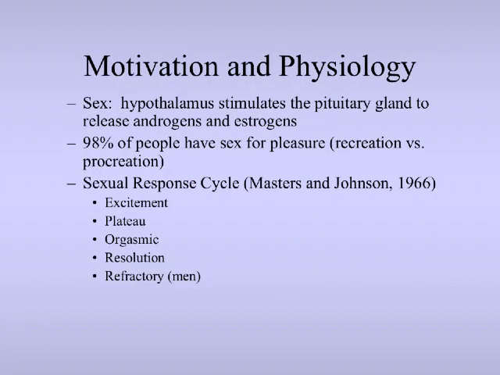All right, so motivation physiology, much like hunger, when it comes to sex, it's primarily the hypothalamus that is involved. The hypothalamus stimulates the pituitary gland to release androgens and estrogens. 98% of people have sex for pleasure now. They're having it for recreation as opposed to procreation. And most people go through what is called the sexual response cycle.